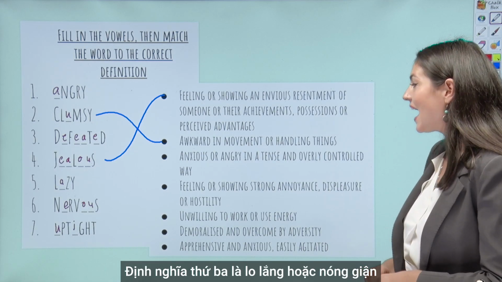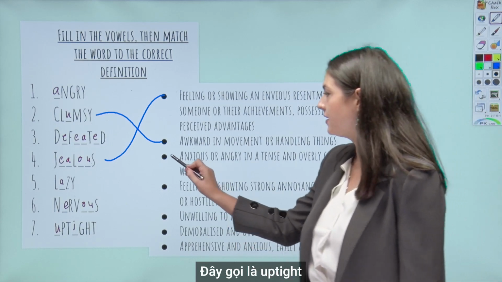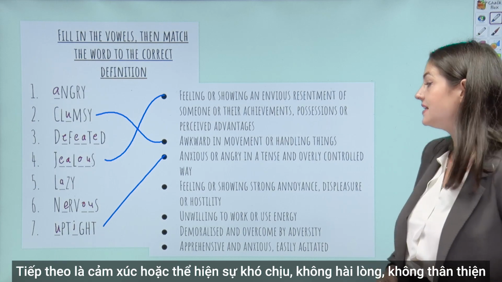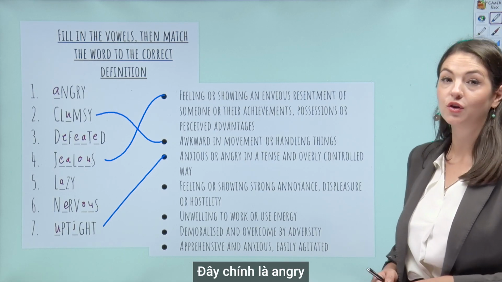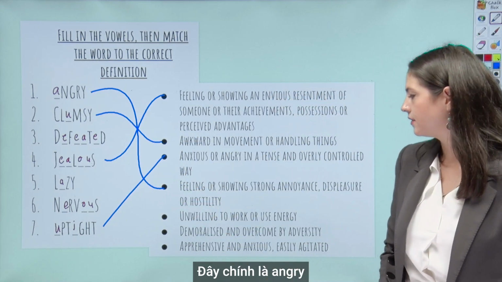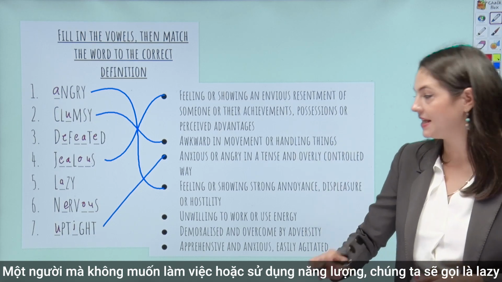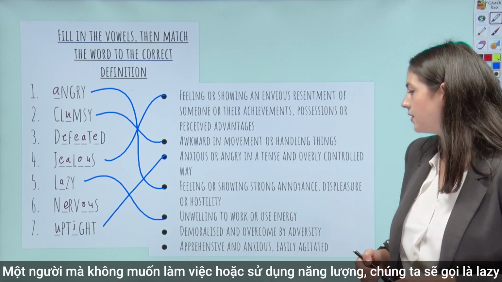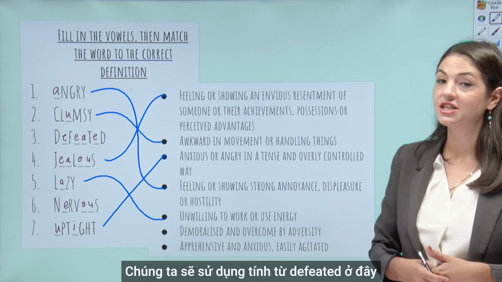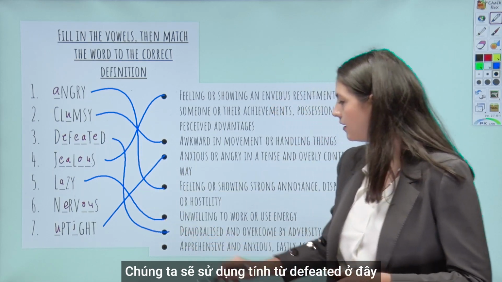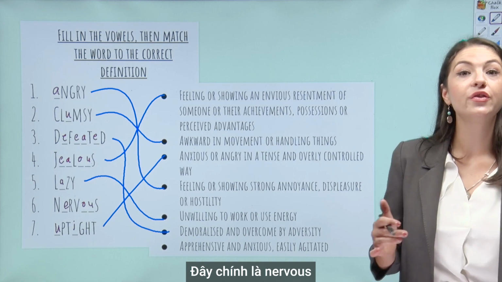Our third definition is anxious or angry in a tense and overly controlled way. This is uptight. Next, is feeling or showing strong annoyance, displeasure, or hostility. This is, of course, angry. Someone that is unwilling to work or use energy, we would describe as lazy. Our next definition is demoralised and overcome by adversity. We would use the adjective defeated here. And finally, apprehensive and anxious, easily agitated. This is nervous.